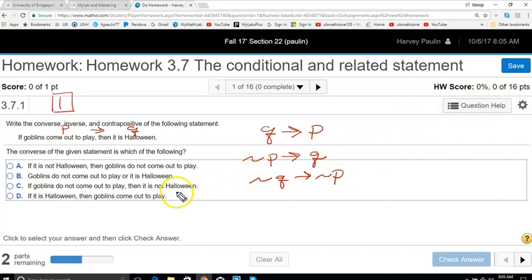So for the converse, it's going to be letter D. Now see what you can find for the inverse. And that would be letter C. So the contrapositive then, take a moment, letter A. Okay.